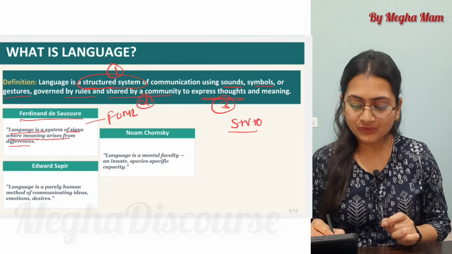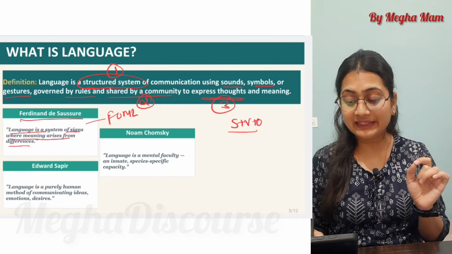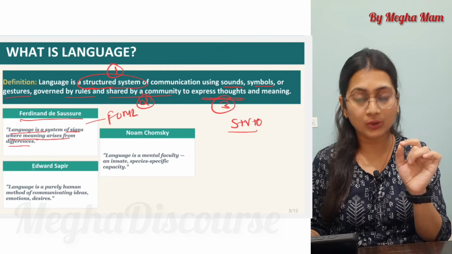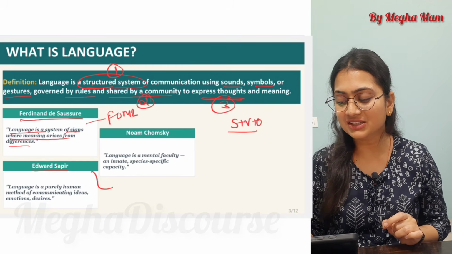Okay, then we have Edward Sapir, and with Lee Whorf, he is another major anthropologist. Okay, with Lee Whorf, he has given the hypothesis.